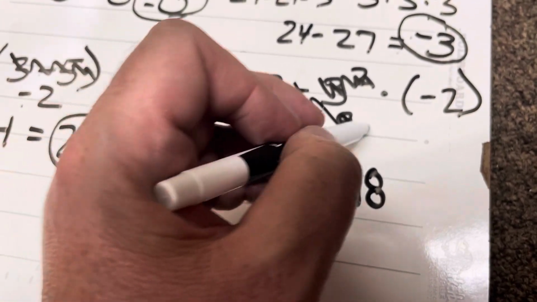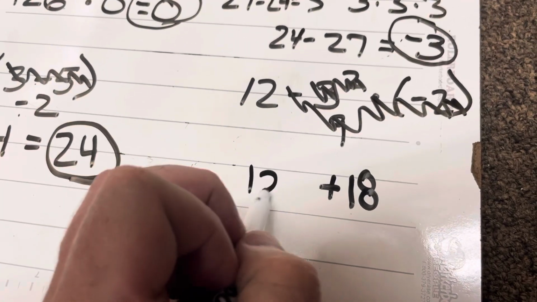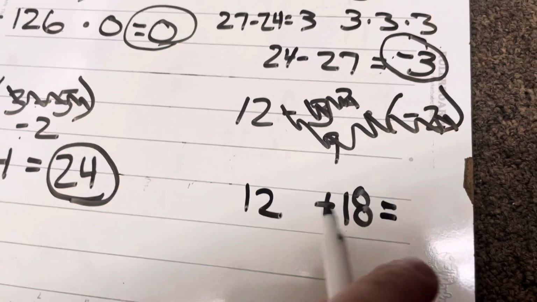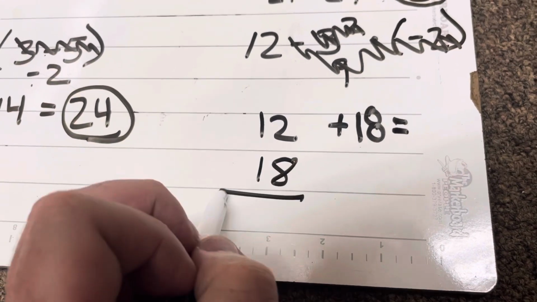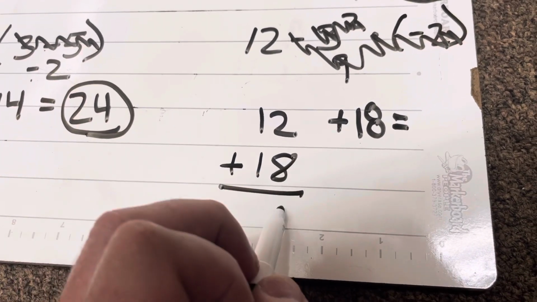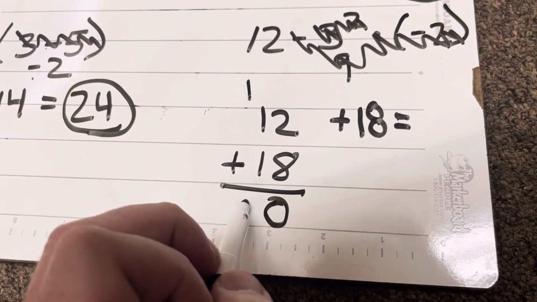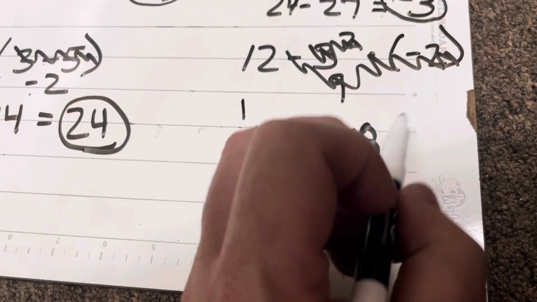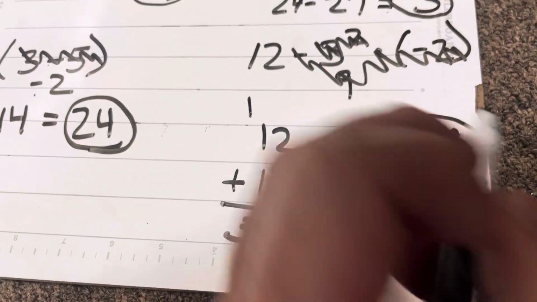So I cleared all that out. And then I'm doing 12 plus 18. When I take 12 plus 18, I'm going to line that up. 2 plus 8 is 10. Put the 0 down, carry the 1. 1 plus 1 is 2, plus 1 is 3. I get 30. 12 plus 18 equals 30.